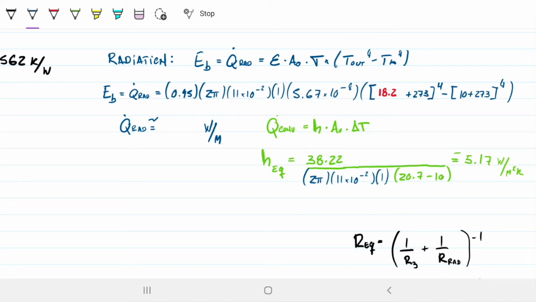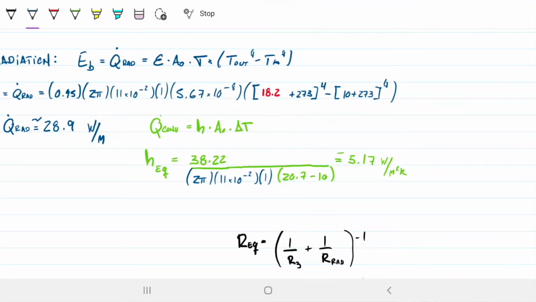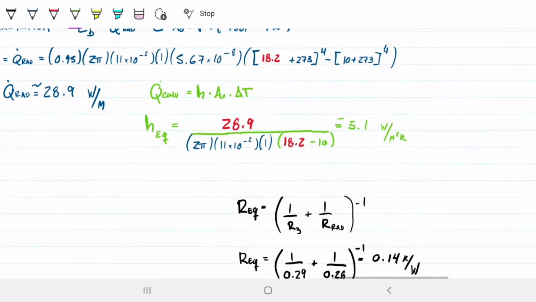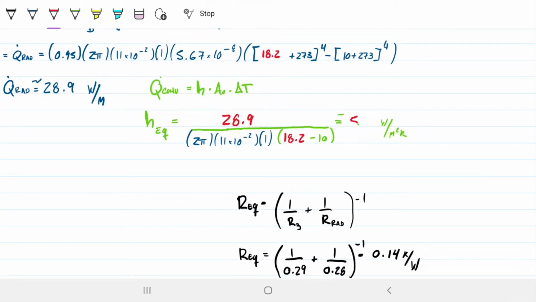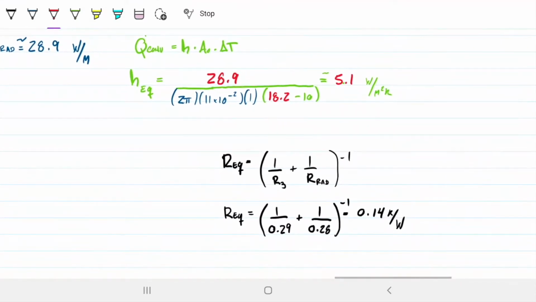In this case, it gave me a Q of 28.9 for radiation. If I now pretend this is convection, then this becomes 28.9. I should keep it in red, what I'm changing, 28.9, this is new. And now this changes as well, because now this is 18.2. And this gives me a value of 5.1 approximately. Okay, and now with the 5.1, once again, I'm going to do the whole thing.